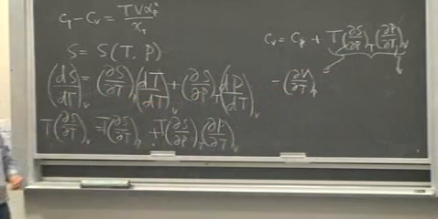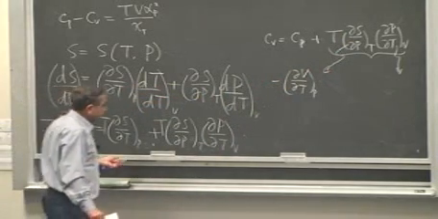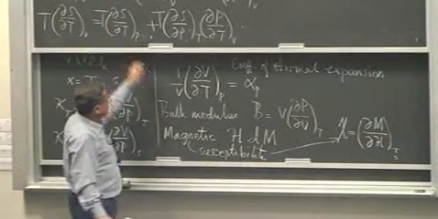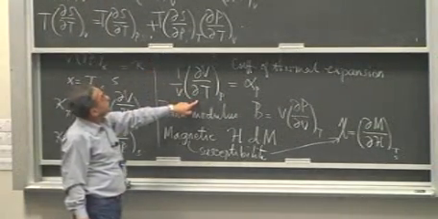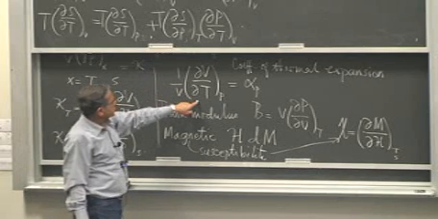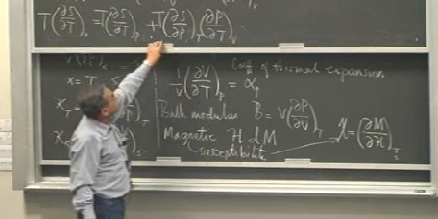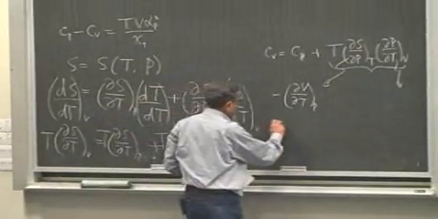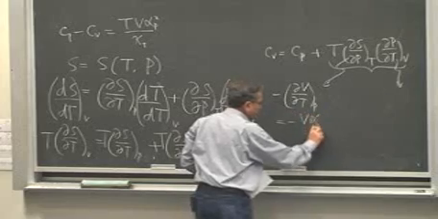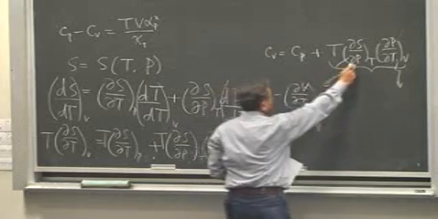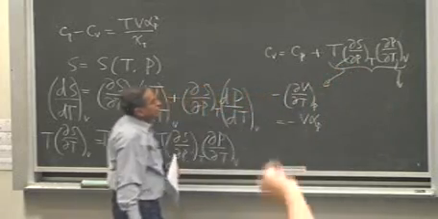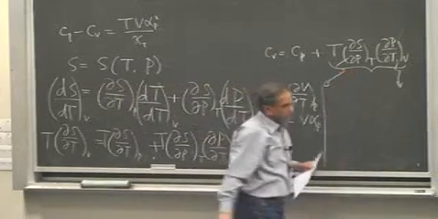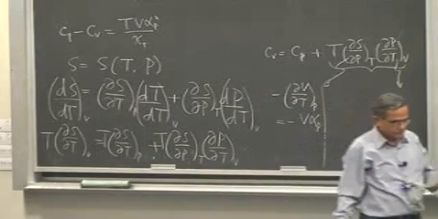All right? So this is something which I can then relate with this quantity over here. dV by dT at constant P is V times alpha P. So this quantity is equal to minus V times alpha P. This quantity. And then I need to now calculate this quantity, dP by dT at constant volume.